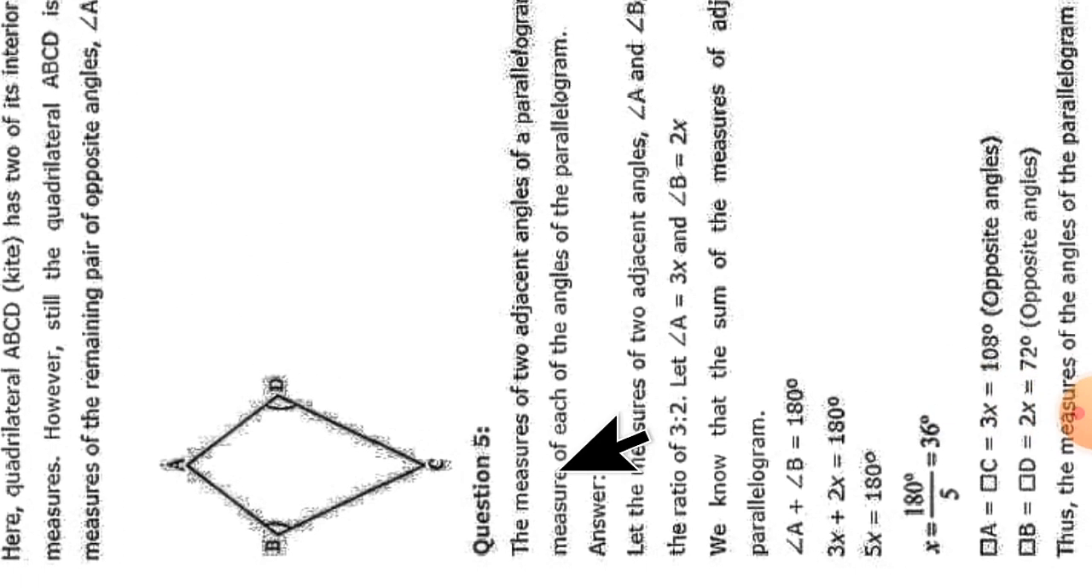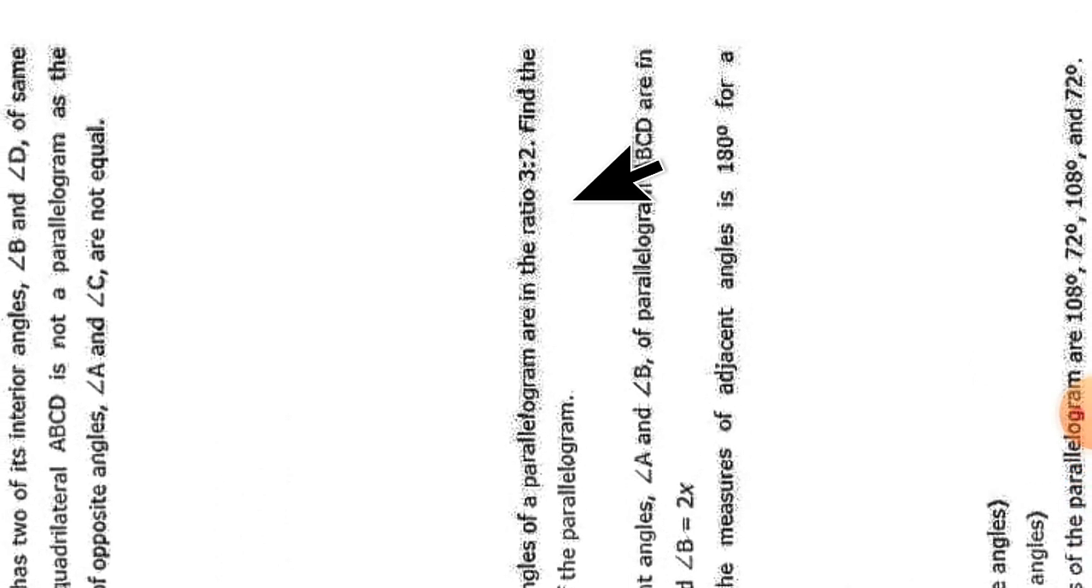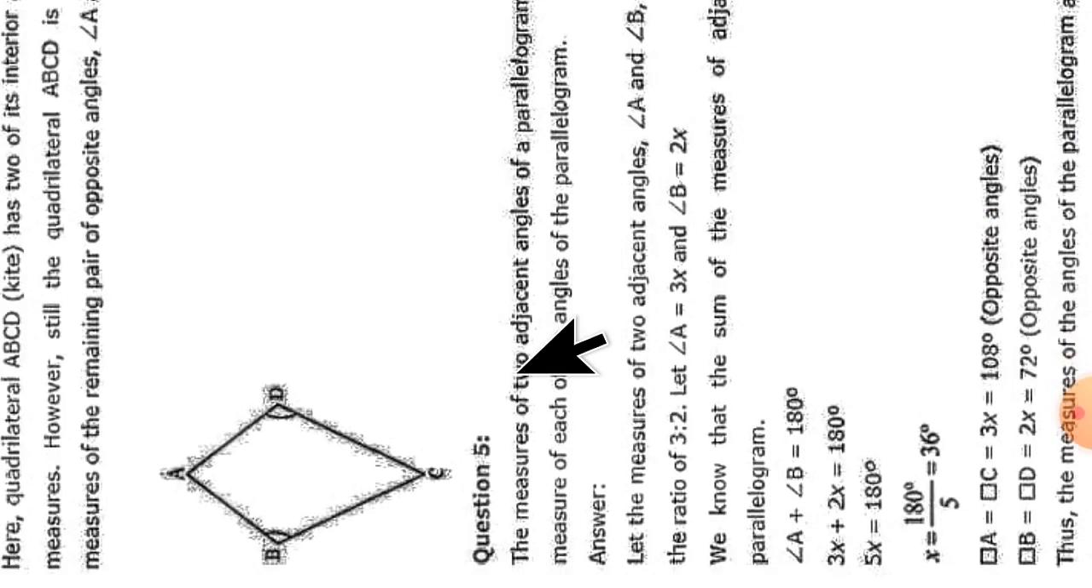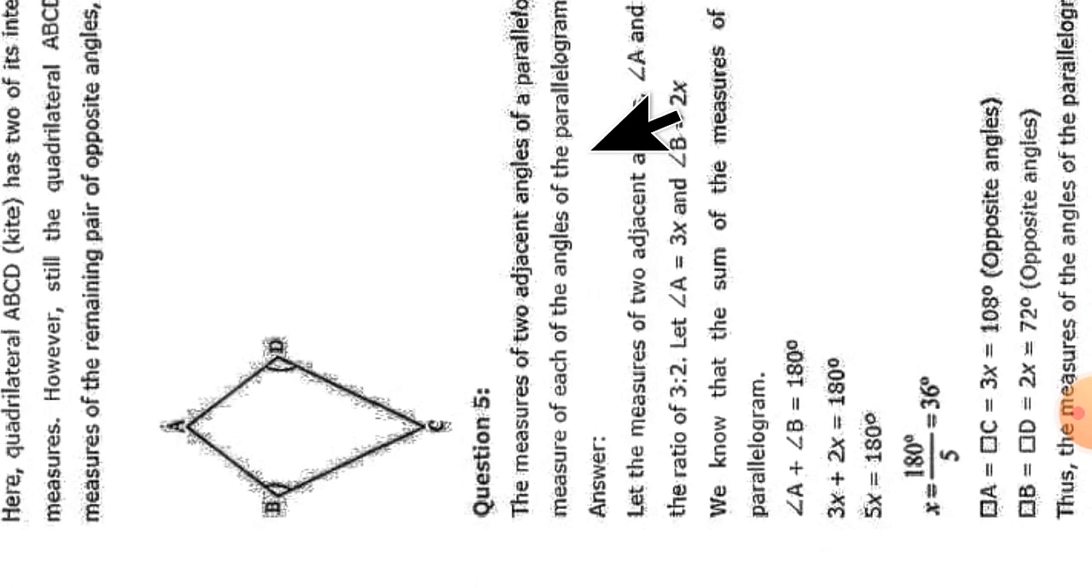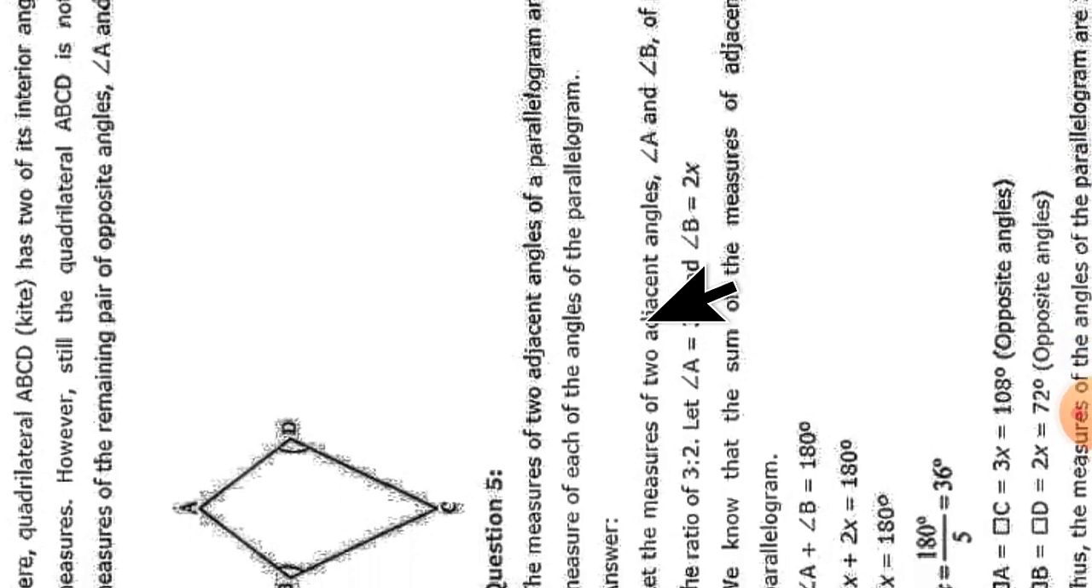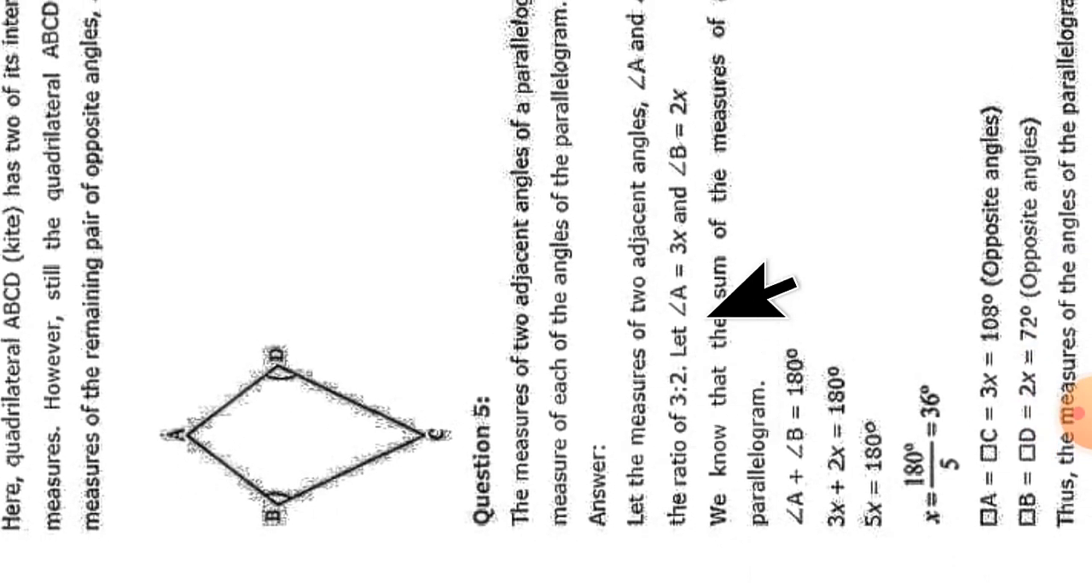Now question number 5. The measures of two adjacent angles of a parallelogram are in the ratio 3:2. Find the measure of each of the angles of the parallelogram. Okay, so the ratio is given 3:2. Answer. Let the measures of the two adjacent angles, angle A and angle B of parallelogram ABCD, be in the ratio 3:2. So one angle will be 3x and the other will be 2x. Angle A is 3x, angle B is 2x.